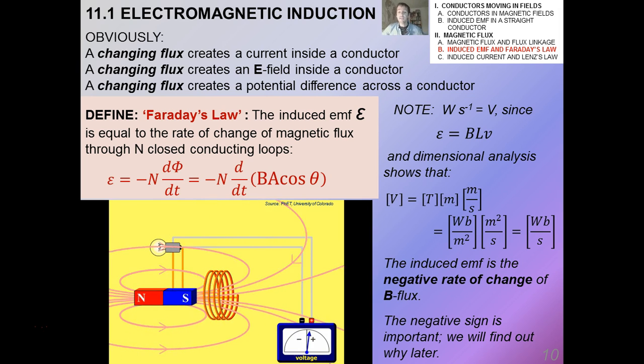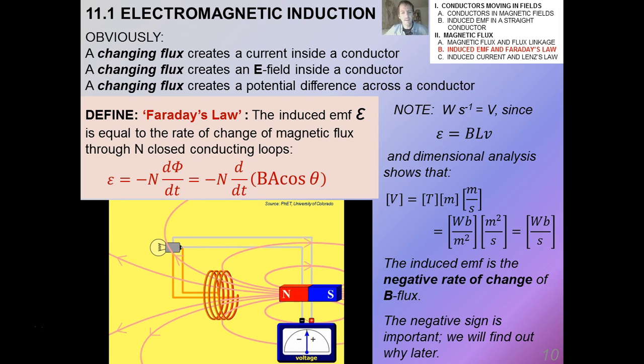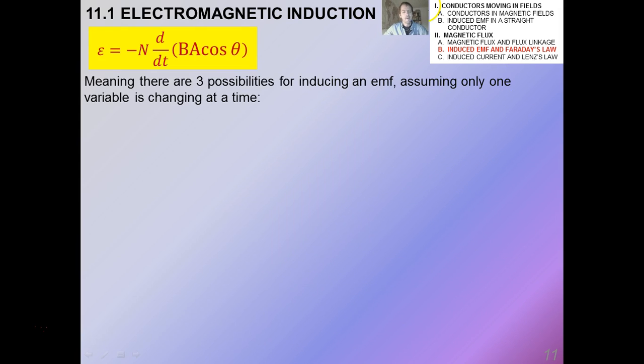And the negative sign, like I said, is important, and we'll find out why that is later. I don't want to talk about that negative sign right now, okay? It's a little bit complicated, okay? All right. What this means is that there are three possibilities for inducing an EMF.